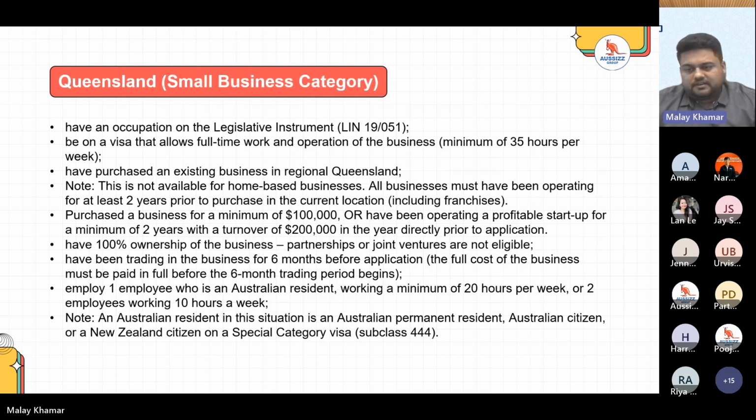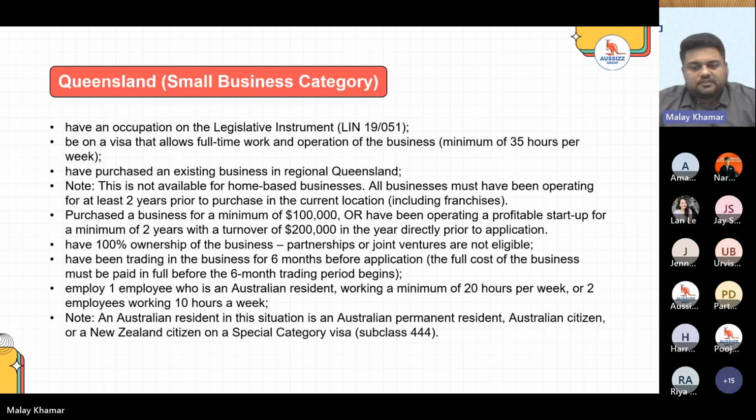Moving on to the next criteria, the business must be 100% owned by you. So you cannot have any partner who is a PR or citizen, and you cannot be in partnership with your partner, like your wife or husband, either. You need to be the 100% owner of the business. So if you're investing 100K into the business, you are the 100% owner. There is no other owner or shareholder in the business. So it's just your own sole trader business.